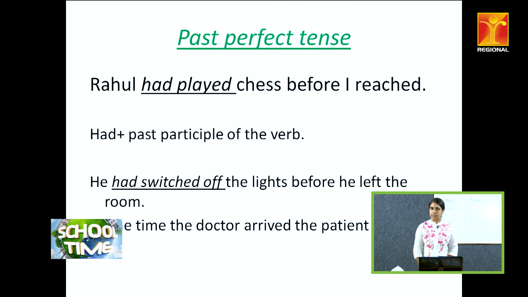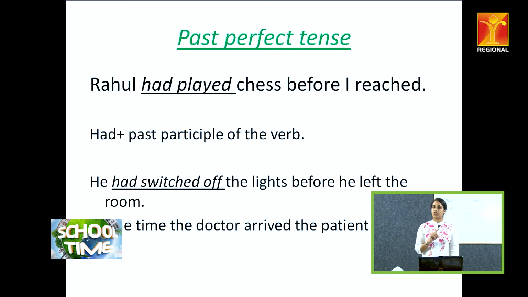There are two past actions. You can find two actions in the same sentence. See, Rahul had played chess before I reached. What are the two actions mentioned here? Yes, the first one, Rahul played chess. It is one action, and the second action, I reached. So, two past actions are there in the same sentence. So, we should write the first past action using the past perfect tense.